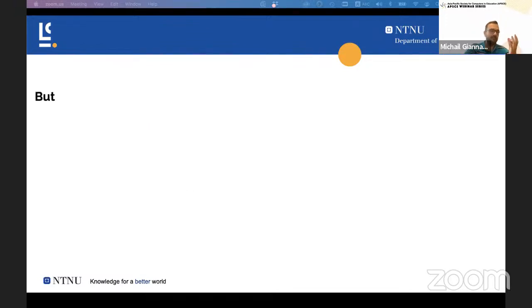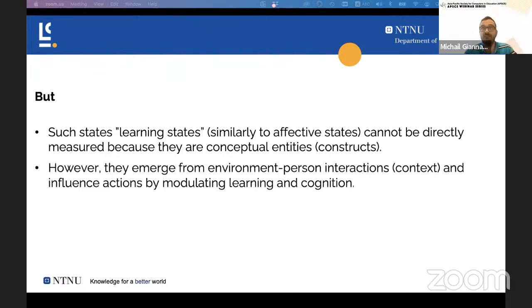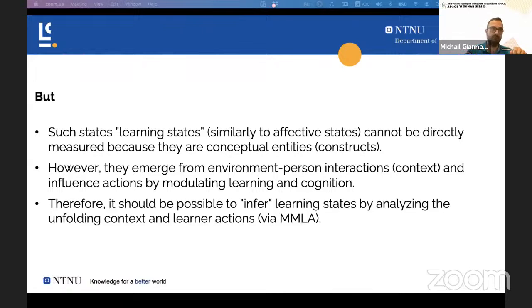But there is a but here. Those states, let's call them learning states, states that are relevant for learning, cannot be directly measured because they are conceptual entities, they're constructs. But what do we know? We know that they emerge from environment-person interaction. They emerge when the learners and the teachers interact with the technology, and they do influence actions by modulating learning and cognition. So it should be possible to infer those important states by analyzing the unfolding context and learner actions.